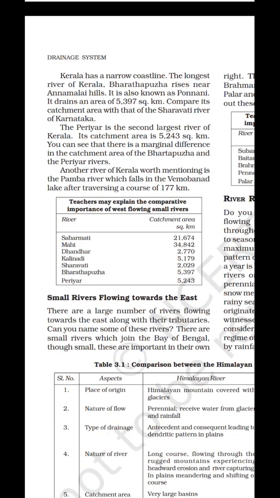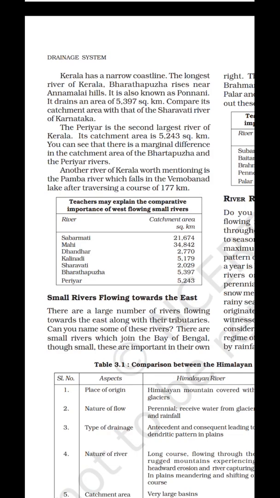River, catchment area in square kilometers: Sabarmati 21,674, Mahi 34,842, Dadhar 2,770, Kali Nadi 5,179, Sharavati 2,029, Bharatapuzha 5,397, Periyar 5,243.